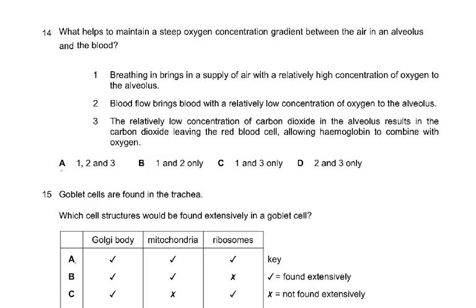Question number 14. What helps to maintain a steep oxygen concentration gradient between the air in the alveolus and the blood? Breathing in brings in a supply of air with a high concentration. Yes. Blood flow brings a relatively low concentration. Yes. The relatively low concentration of carbon dioxide in the alveolus results in the carbon dioxide leaving the red blood cell, allowing hemoglobin to combine with oxygen. Yes. So all three of them.